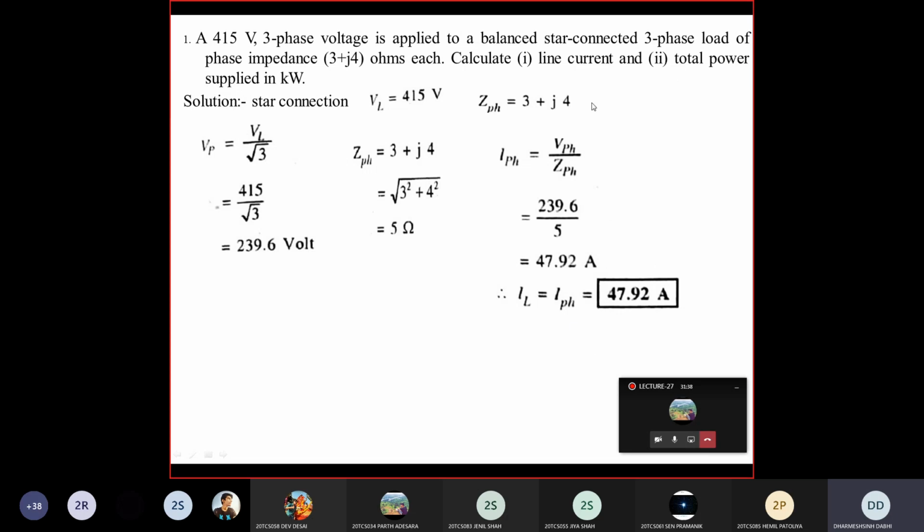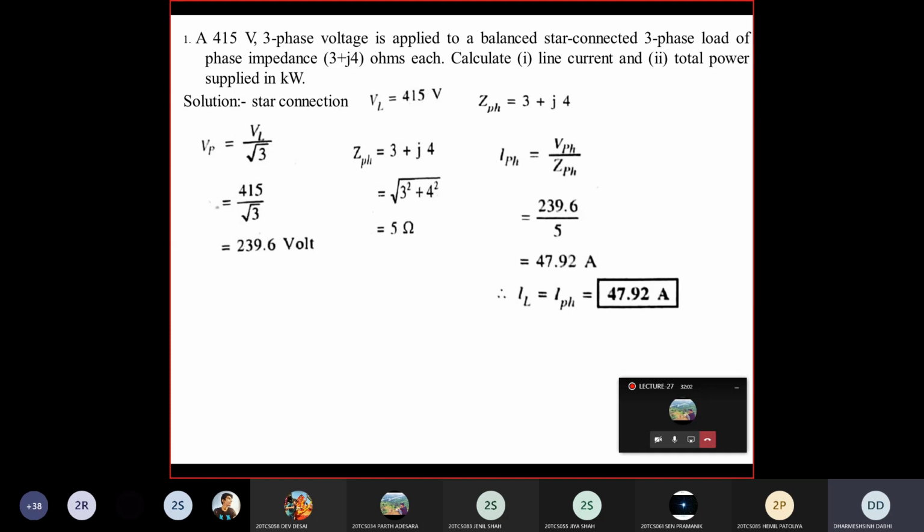Now find out total power supply. So what is the equation of power, total power in a three-phase system? As you saw in the last slide, you can write it in terms of phase voltage and current, as well as line voltage and current. So what is the equation?